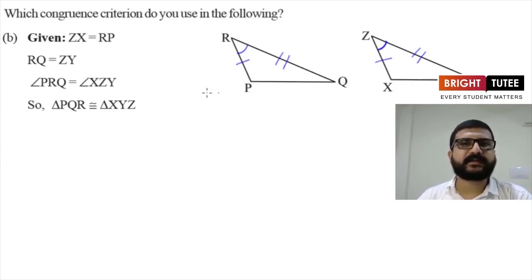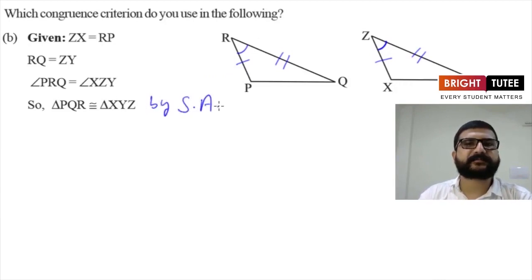What we are using here, we are using 2 sides of triangle PQR and angle included between these 2 sides are equal to 2 sides of triangle XYZ and angle included between them. So what we are using here is side angle side. So it is by SAS criteria, as we have used two sides and angle included between these two sides. Now let's see the next part of the same question.